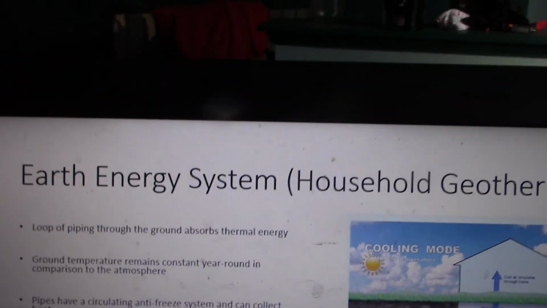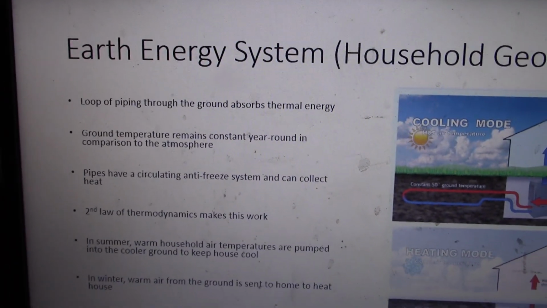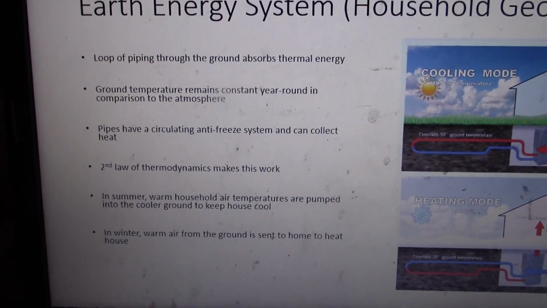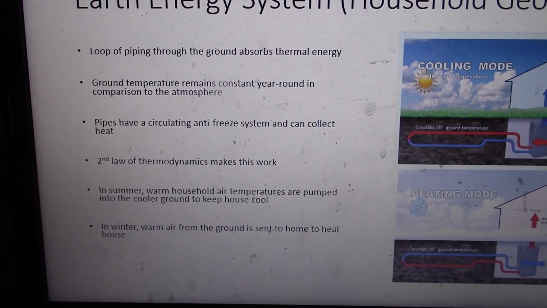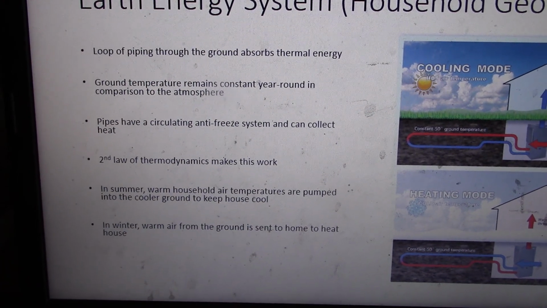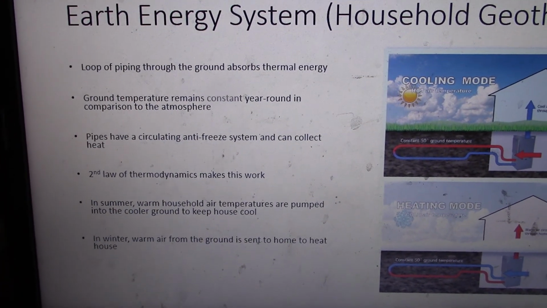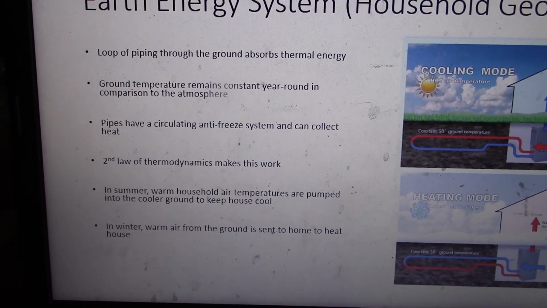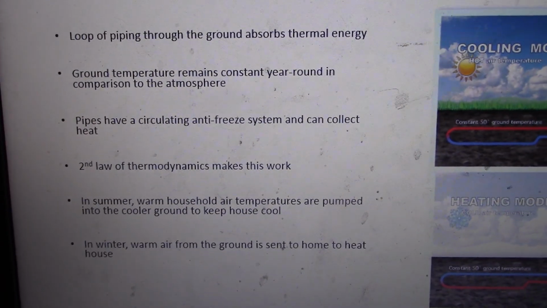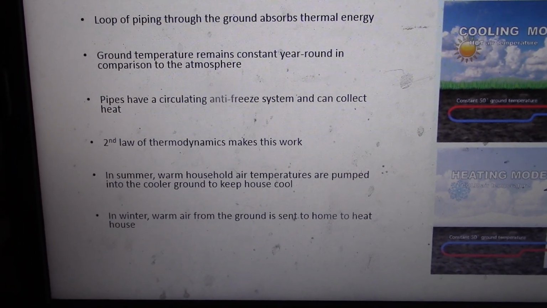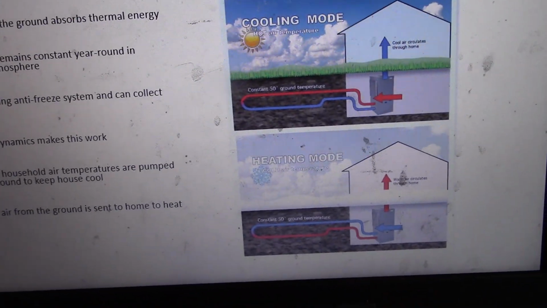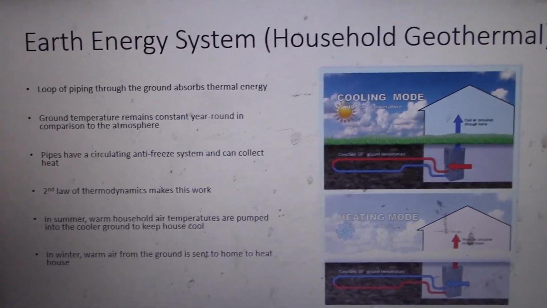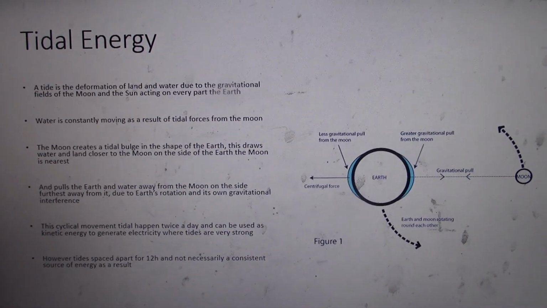Right, so with an Earth energy system, household geothermal, you have a loop of piping through the ground that absorbs thermal energy. The ground temperature is constant year-round because it's shielded from the environment. So that keeps it warmer in the winter when the air is colder, so heat gets transferred from the ground to the air in your house, and in the summertime it's also cooler. So that transfers warm air from your house into the ground. Okay. So the startup cost for geothermal is a little bit expensive, but over its lifetime it pays for itself.